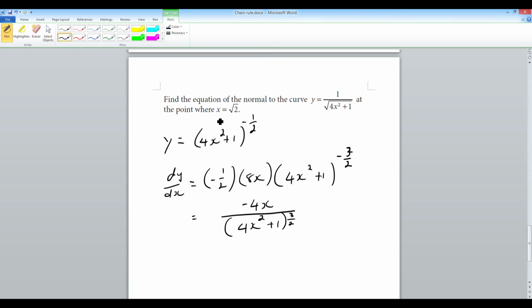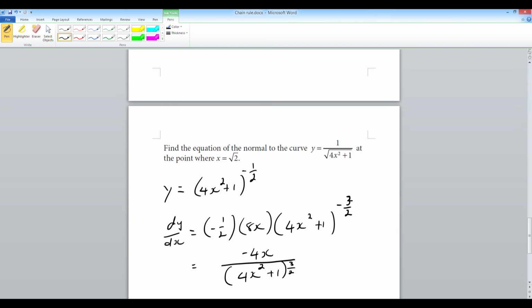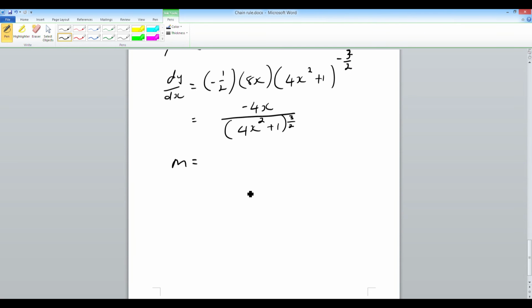Now they tell me that I have to find the equation of the normal at the point where x is equal to root 2. So if I wanted to find the gradient at a certain point, I'm going to say the gradient m is equal to the derivative where x is at a certain point. In this case, where x is equal to the root of 2. So instead of x, I'm going to say root 2. So negative 4 multiplied with root 2 over, now you're in brackets, 4 times root 2 squared plus 1 to the power of 3/2.